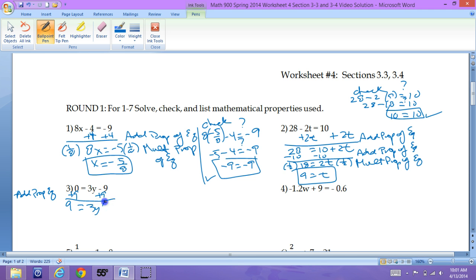And then we're going to multiply both sides by 1/3 because 1/3 is the reciprocal of the coefficient of y, which is 3. And this is the multiplication property of equations. And then we get y equals 3, and then we're going to check. 0 equals 3 times 3 minus 9.